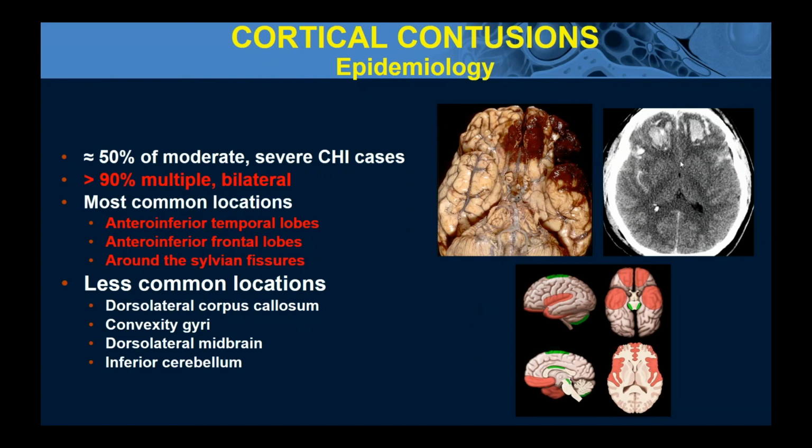Look at the CT scan on the right. This is what really bad brain bruising can look like. And if we look at our little anatomic diagram below, where I've drawn in red the areas where you get most commonly the cortical contusions, if you're looking for them on scan, this is where you look. The anterior inferior frontal lobes, the anterior inferior temporal lobes, and around the sylvian fissures.